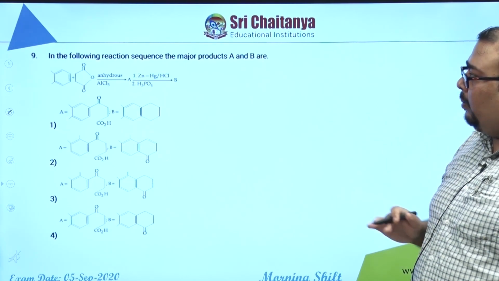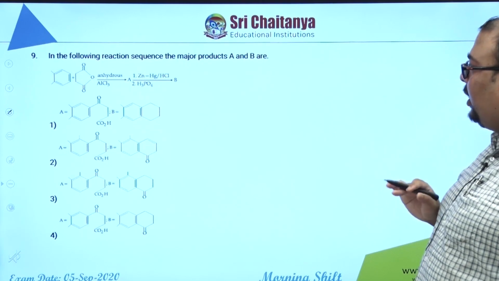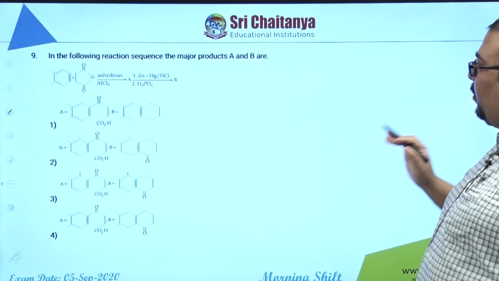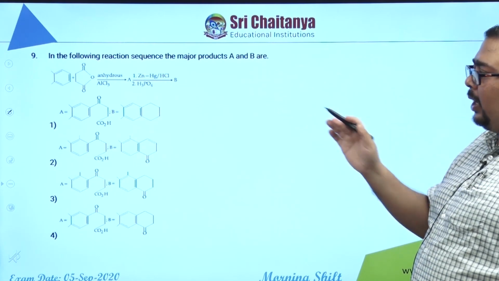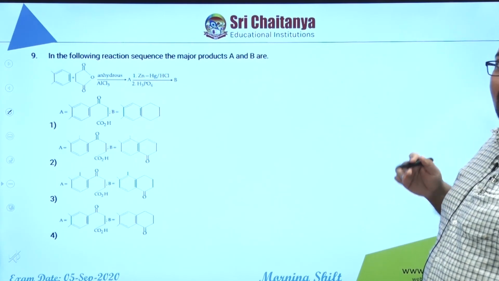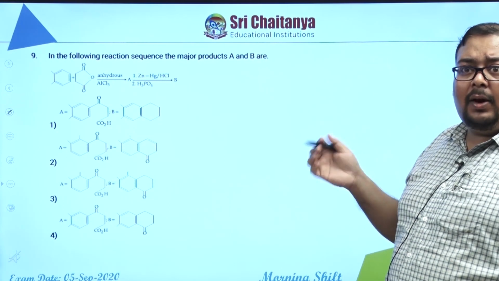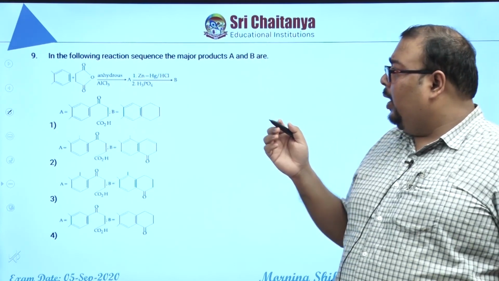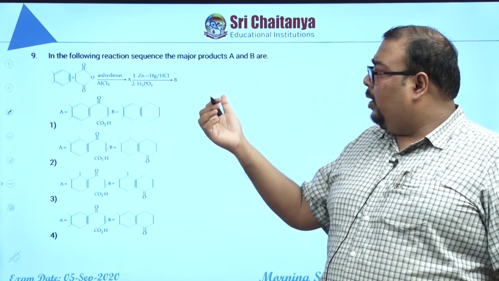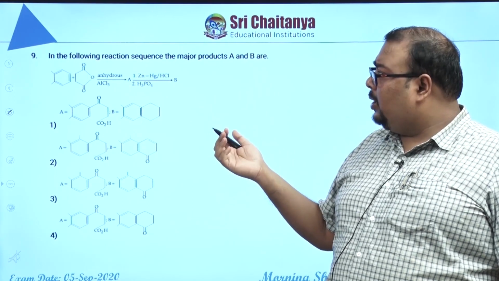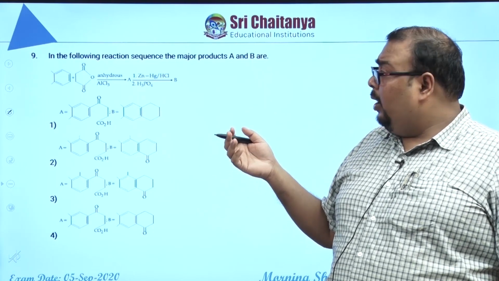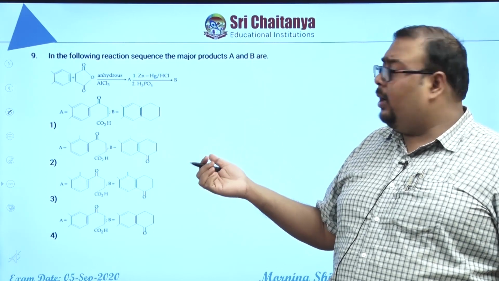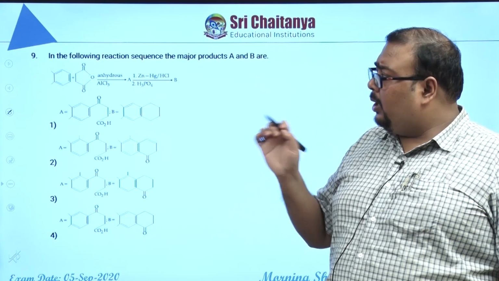Okay, in question number 9, they are asking: in the following reaction sequence, the major products A and B are. They have given this reaction, which is a Friedel-Crafts acylation, and then they are doing Clemmensen's reduction, which is Zn-Hg and concentrated HCl, followed by acidification, meaning treating with H3PO4. So let us do this question.